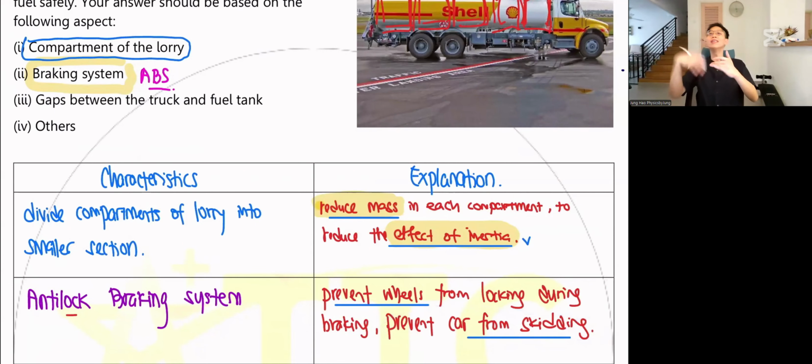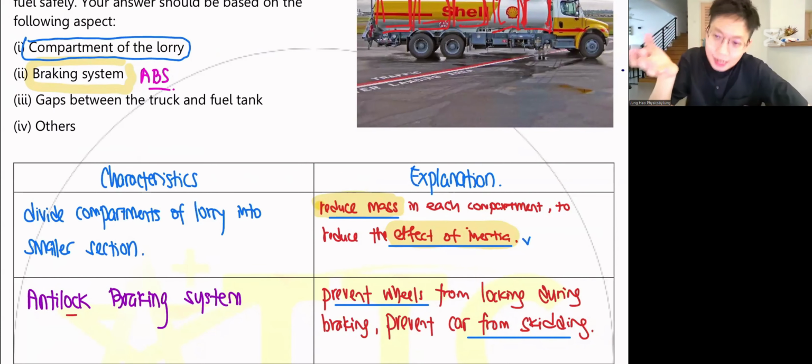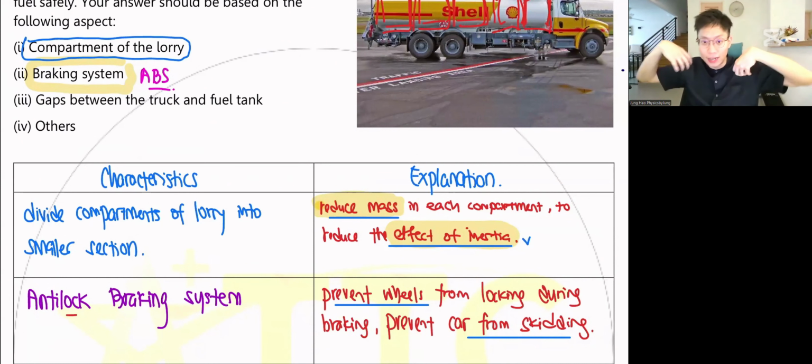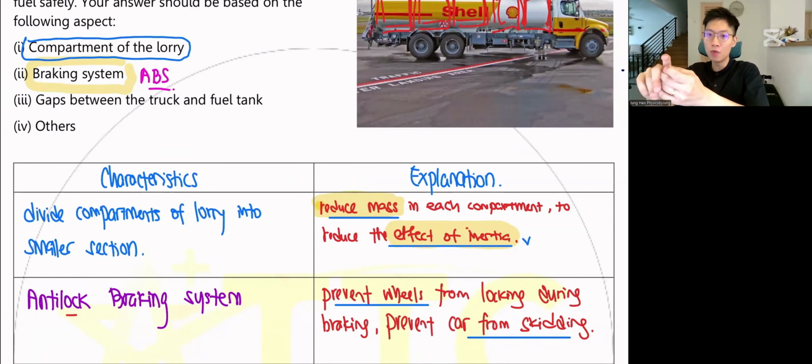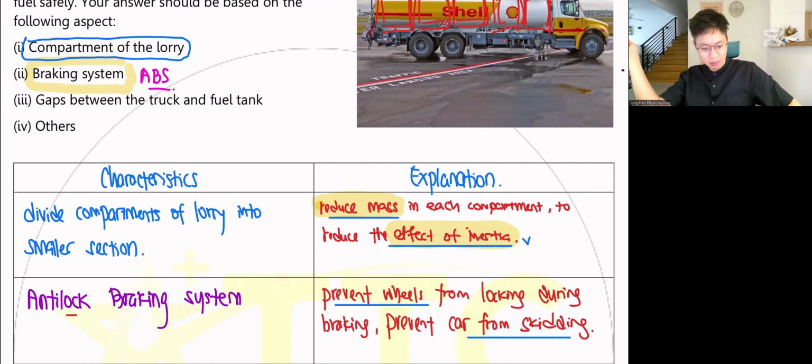But I want to elaborate why I can prevent the car from skidding, because it will prevent the wheels from locking during braking. So I prevent the tyres from getting stuck like that. So I prevent the wheels from locking, I will be able to prevent the car from skidding. Skidding. Okay, I'm not skibidi, it's skidding. Okay, can, all right.